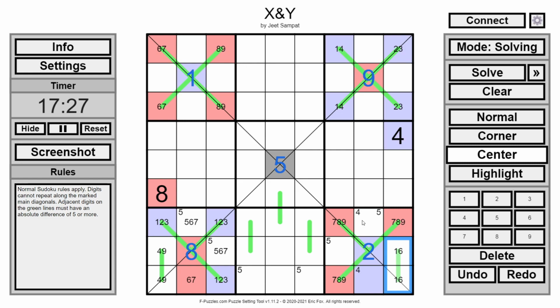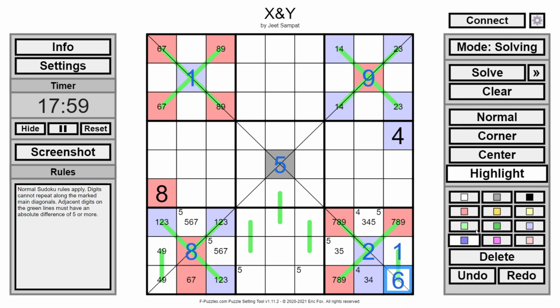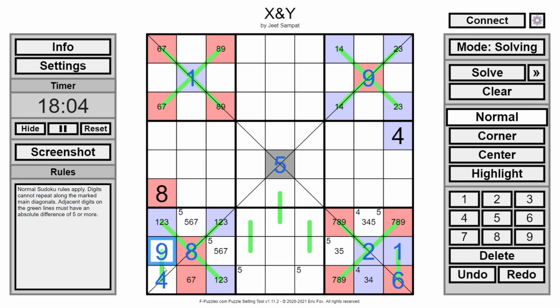So the remaining digits here are 3, 4, 5. This can't be a 5. This can't be a 4. So if this is a 6. Well, we need, oh, there's a 1 right here. That's the easiest way to think about this. This is a 1, so this is a high digit. This is a low digit, and probably going to be symmetrical. This 9 is forcing there.